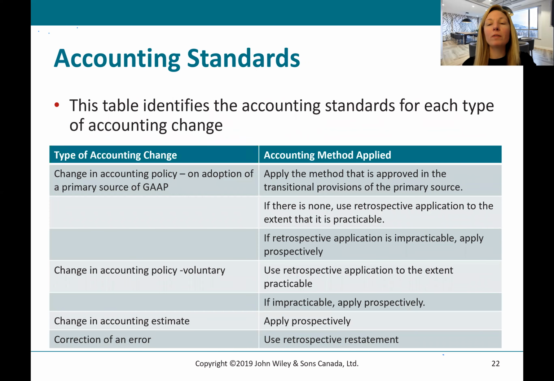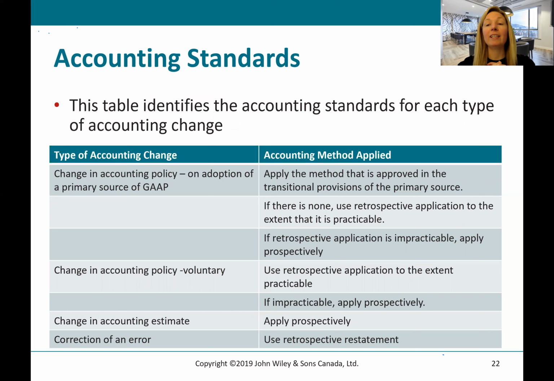Okay, so here's an overview of how we apply these different changes. So we said that there are three types of accounting changes. There's a change in accounting policy, there's a change in estimate, and there's the correction of an error. Okay, so if it's a change in accounting policy, we're going to correct it retrospectively.